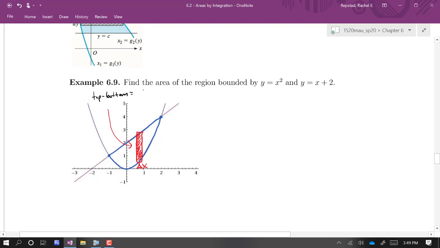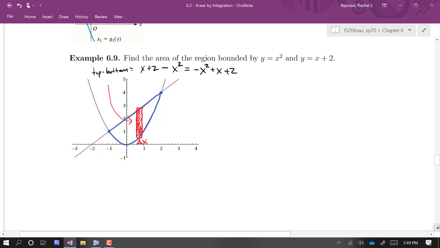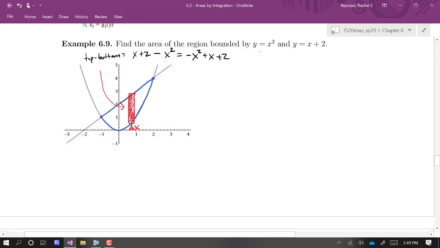The top is the line x plus 2 minus the bottom curve x squared. And I'm a fan of writing polynomials in descending order of exponents, so I'm just going to write this as negative x squared plus x plus 2. So now we can write the expression for the area of the sample rectangle. So delta A, length times width, is negative x squared plus x plus 2 times delta x. And from that, the integral practically writes itself. We're going to integrate negative x squared plus x plus 2 dx.